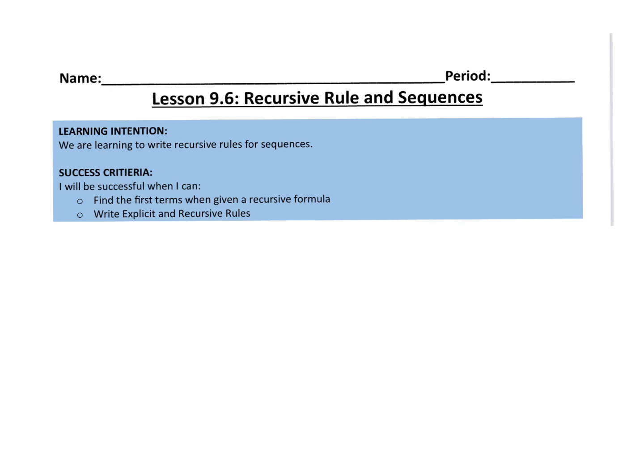All right, hey guys, this lesson is going to go through lesson 9.6, and we're going to be learning about recursive rules and sequences. So by the end of the lesson, you're going to be able to find the first few terms if I give you a recursive formula, and you're going to be able to write an explicit and a recursive rule specifically for geometric sequences. Okay, we already kind of did this with arithmetic sequences, but we're going to review it now with geometric.